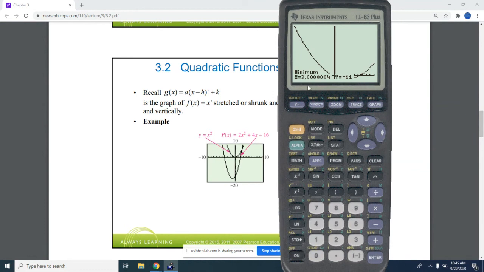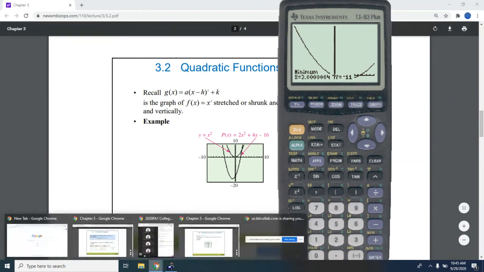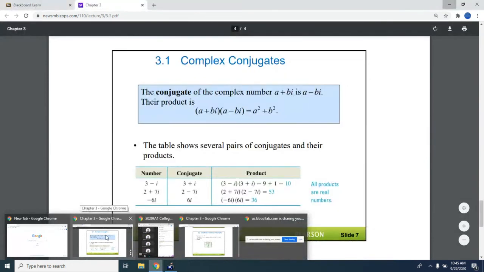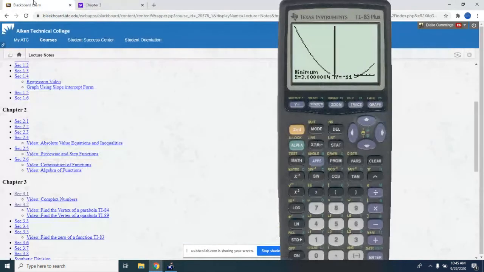And now while I have up the shared screen, I will show you where you can find the video that deals with the calculator. If you go to Blackboard to the lecture notes section, where I pulled up the 3.1 and the 3.2 set of notes, there are a couple of videos. One uses the TI-83, 84, and one uses the TI-89, and they both go through that same process on how to find the vertex of a parabola.